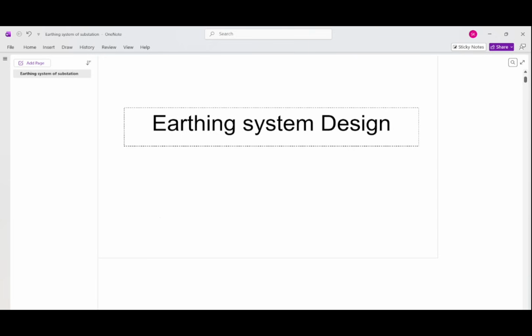Dear friends, we will discuss earthing system design for today's lecture. So, why is earthing important in HV substations, EHV substations, GIS substations? All these substations require earthing. Why is it required? What is the purpose of the earthing? And where is it required? We will discuss earthing system design in detail, with some practical views.